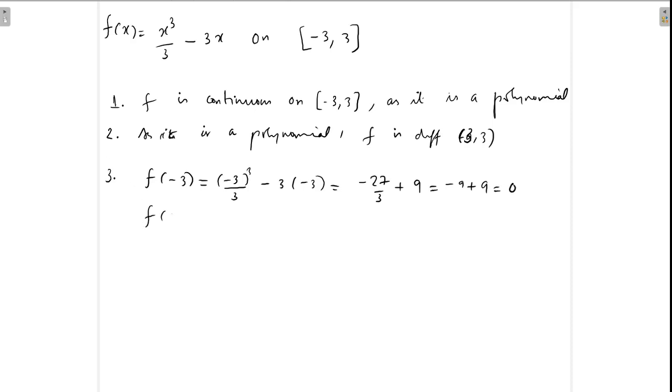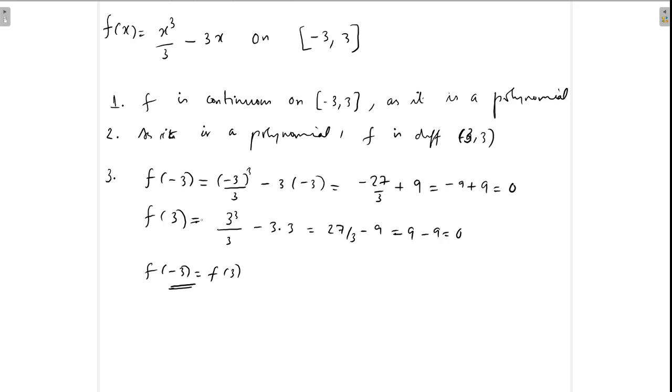Next you evaluate f(3). f(3) is 3³/3 − 3 × 3. So that will be 27/3 − 9. That is 9 − 9, which will be 0. So we can say that f(−3) and f(3) are the same. So these are the hypotheses of Rolle's theorem.